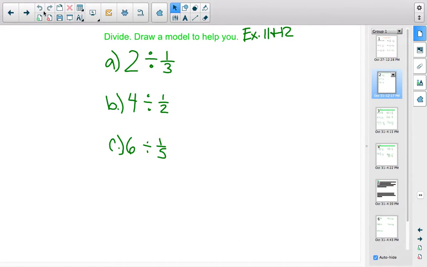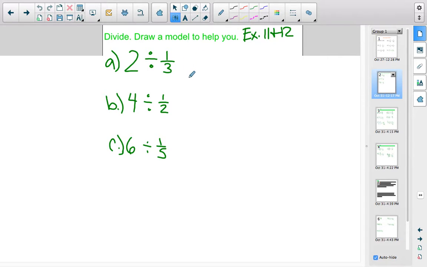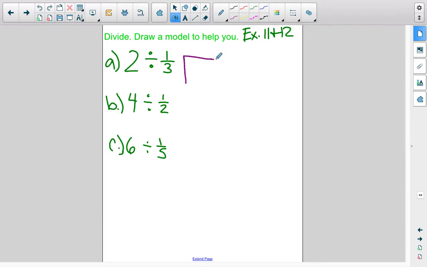And dividing fractions is something that's very similar. So first I'd like to just show you a model of the reasoning behind dividing fractions. So let's take a color, let's do purple. Okay, so here I have 2 divided by 1/3. So I'm going to take 2 whole blocks that represent 2 wholes, and then I'm going to divide them by 1/3.